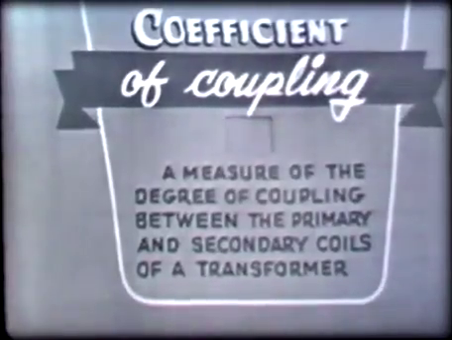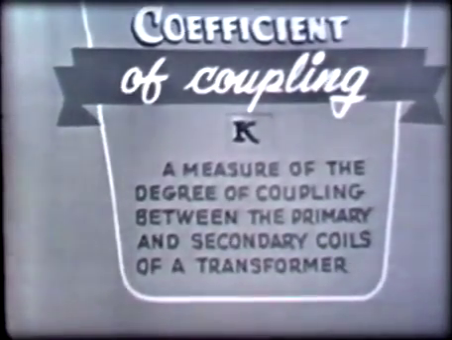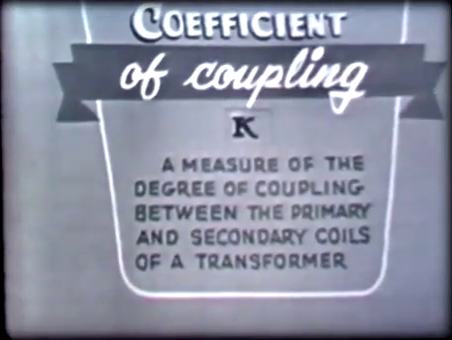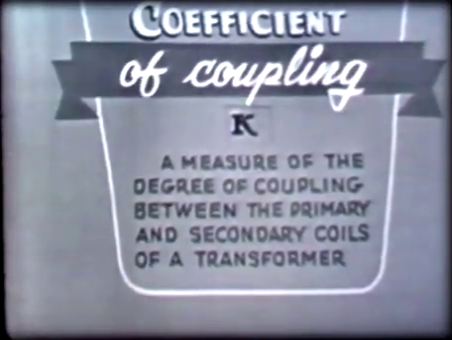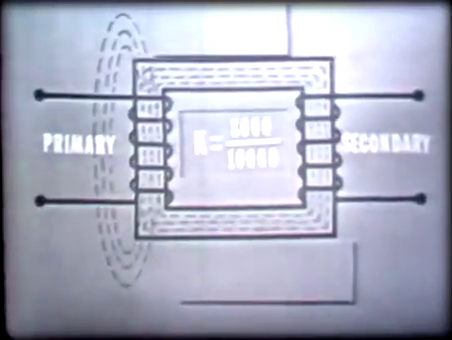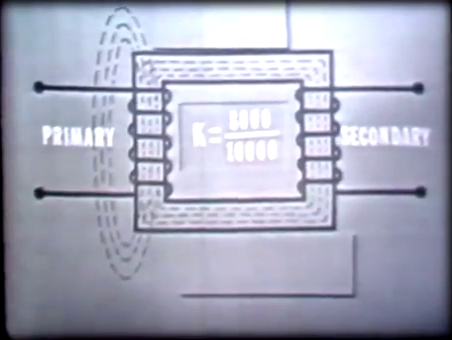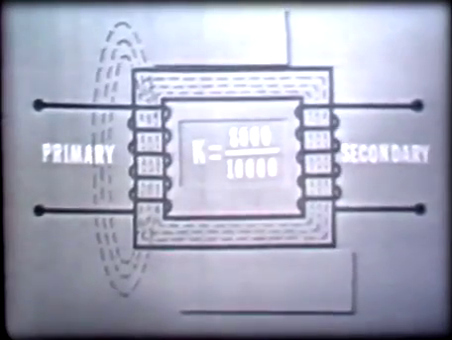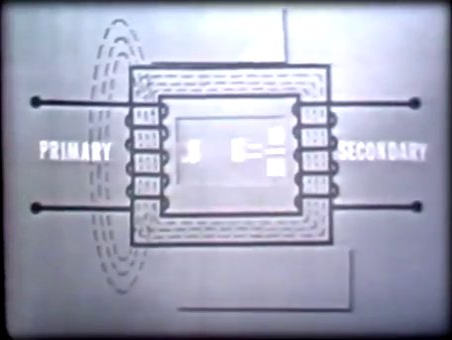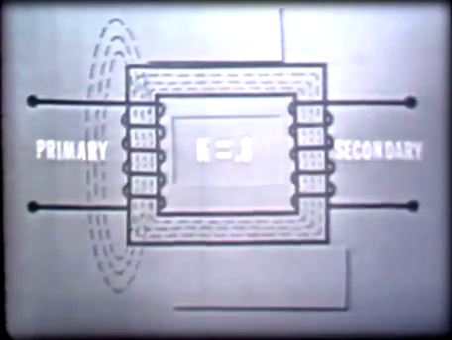The coefficient of coupling, which is represented by the letter K, is a measure of the degree of coupling between the primary and secondary coils of a transformer. Coefficient is obtained by dividing the number of magnetic lines cutting the secondary coil by the number of magnetic lines actually produced by the primary coil. For example, if the primary of this transformer produced 10,000 magnetic lines, but only 8,000 lines cut the secondary, then the coefficient of coupling would be equal to 0.8.